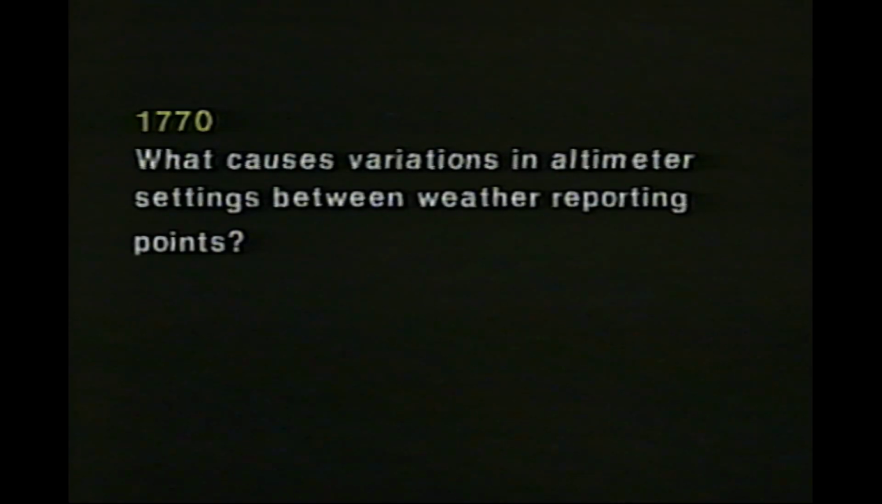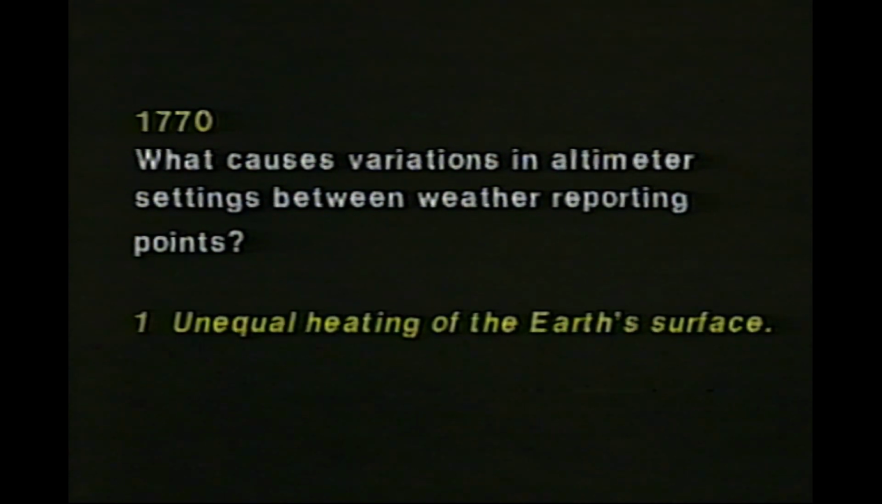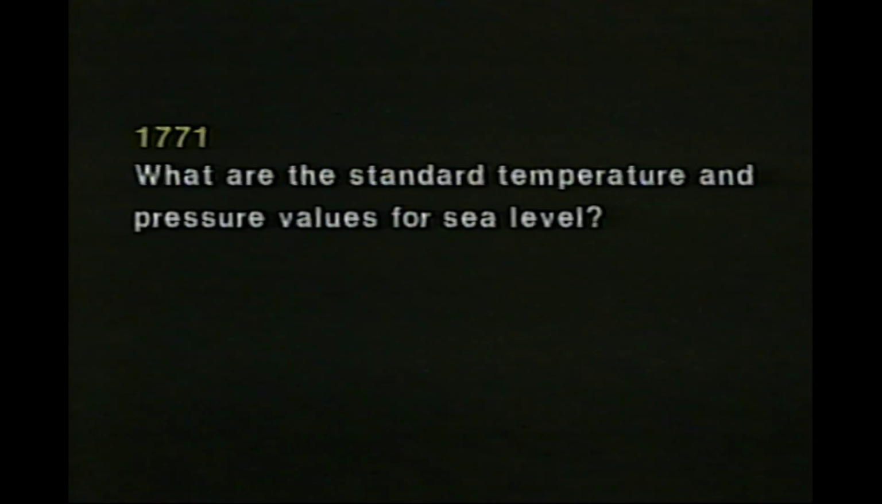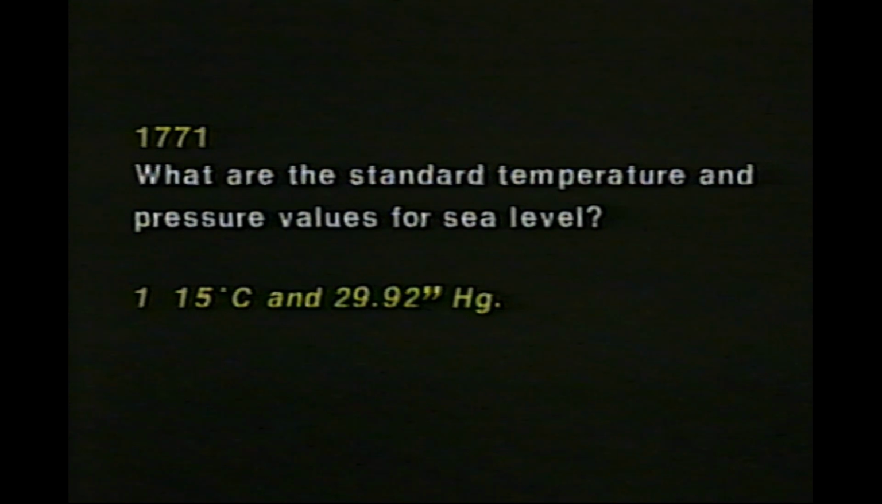Question 769. Every physical process of weather is accompanied by or is a result of? Answer 3, a heat exchange. Let's go on to next page, 770. What causes variations in altimeter settings between weather reporting points? It's answer 1, unequal heating of the Earth's surface. Question 771. What are the standard temperature and pressure values for sea level? Well, for sea level, temperature is 15 degrees Celsius, remember, or 59 degrees Fahrenheit, and 29.92 inches of mercury. And the answer is 1, 15 degrees C and 29.92 inches of mercury.